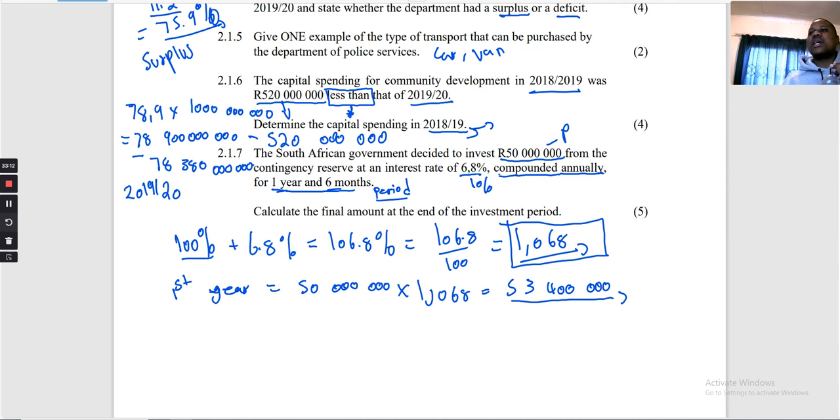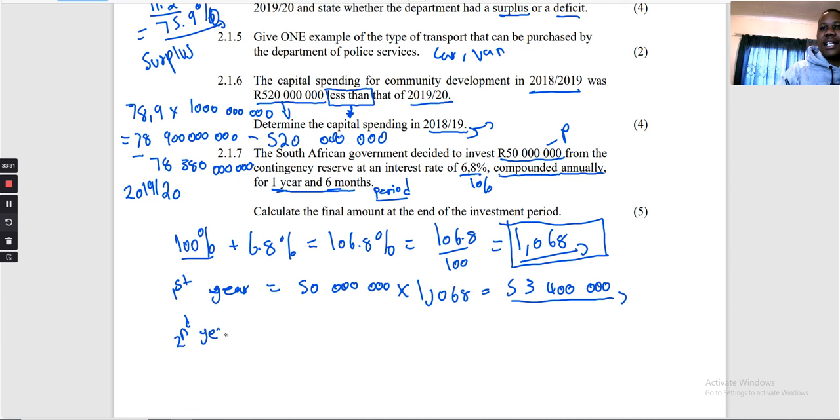You don't need to calculate the interest separately and then add them back. This method already adds them together at the end of your calculations. Okay, then what must we do now? Now we go to the second year.